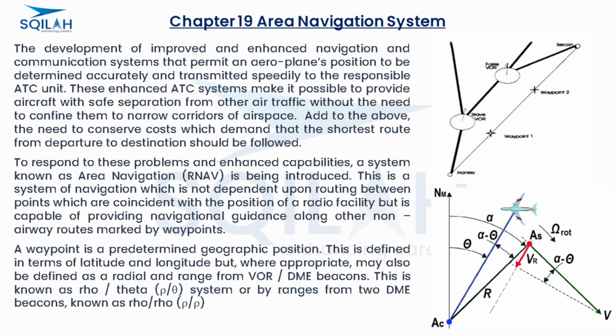This is a system of navigation which is not dependent upon routing between points which are coincident with the position of a radio facility, but is capable of providing navigational guidance along other non-airway routes marked by waypoints. A waypoint is a predetermined geographic position. This is defined in terms of latitude and longitude, but, where appropriate, may also be defined as a radial and range from VOR/DME beacons. This is known as the rho/theta system, or by ranges from two DME beacons, known as rho/rho.